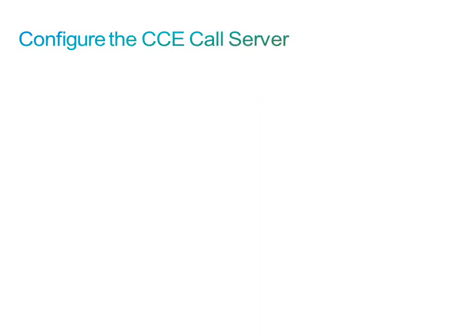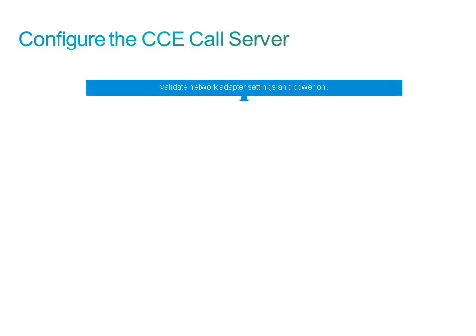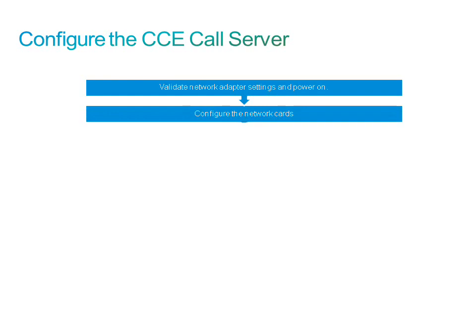To configure the CCE call server, start by checking the network adapter settings on the VM for both the public and private network adapters. Then power the VM on. Once the VM is powered on, it is important that you do not reboot it. Also keep in mind that it may take 5 to 10 minutes when it needs to restart.